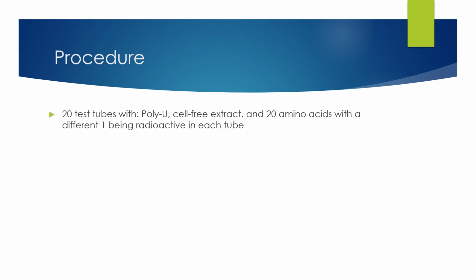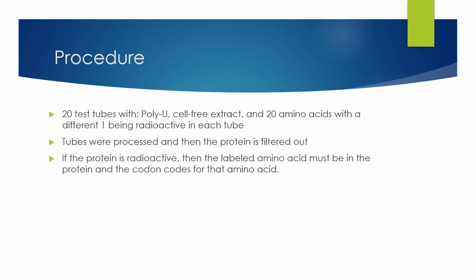And knowing that there were only 20 amino acids, they added poly-U, this cell-free extract, and 20 amino acids, with a different one being radioactive, into each tube. And then from there, they synthesized a new protein when they were incubated and processed. And then once that protein was synthesized, the protein was then filtered out. And if the protein was radioactive, then the labeled amino acid from the test tube must be in the protein, and therefore the codon that codes for that amino acid is such. And they ended up with UUU coding for phenylalanine.